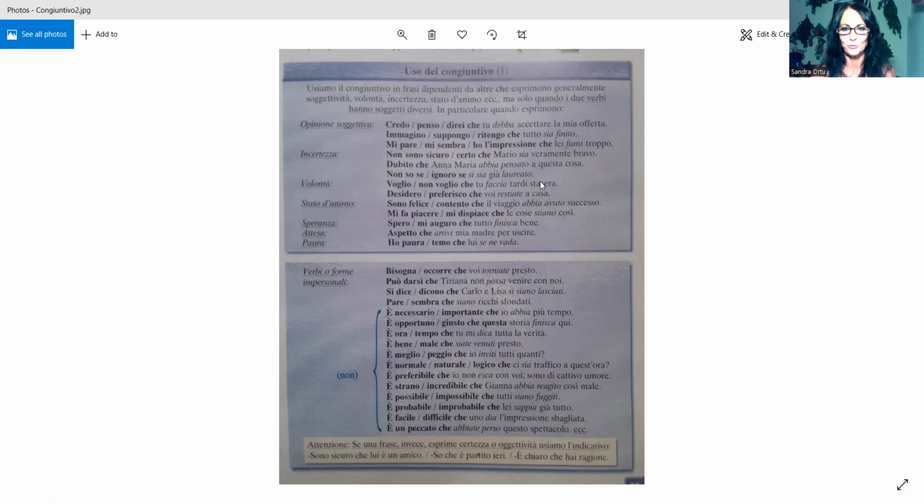Non voglio che tu faccia tardi stasera. I don't want that you are late this evening. Literal translation. In proper English, I don't want you to be late this evening. So when you have this construction with any of these verbs in English, I believe you to be whatever.